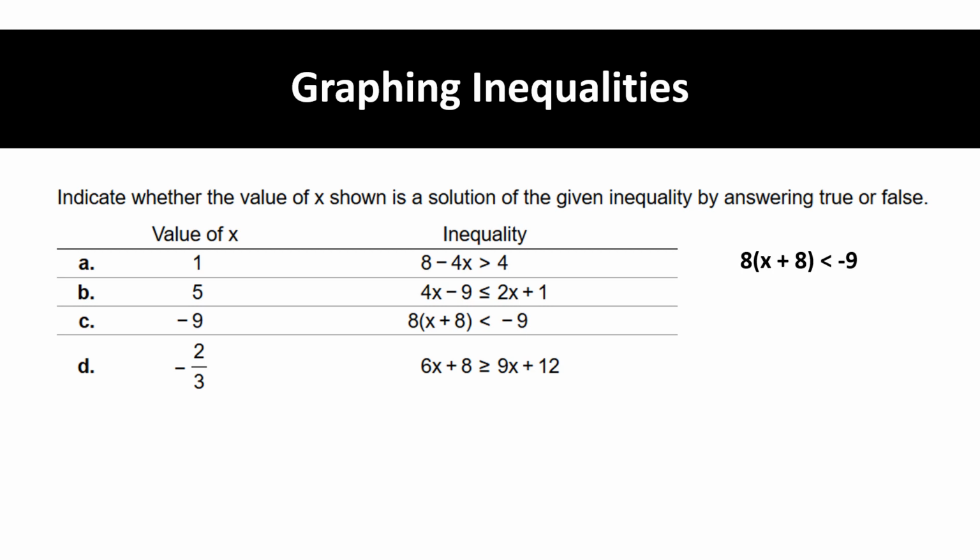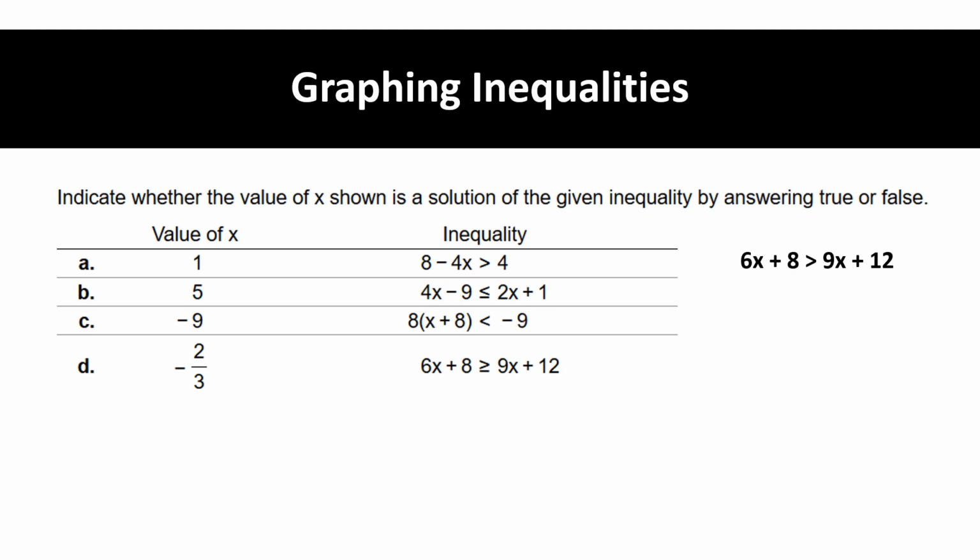For c, x is negative 9, so we have negative 9 plus 8 in parentheses times 8. Is that less than negative 9? We have to do the grouping symbols, the parentheses, first. So negative 9 plus 8 is a negative 1, and 8 times a negative 1 is a negative 8. Is negative 8 less than negative 9? Well, if we think of this on a number line, negative 8 is more to the right than negative 9. So this is false. Negative 8 is bigger than negative 9, not smaller.